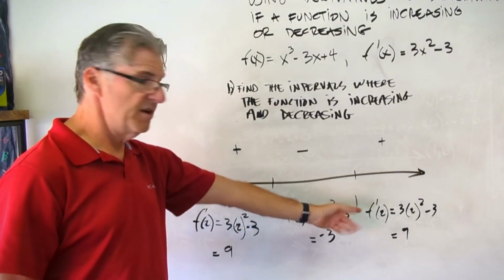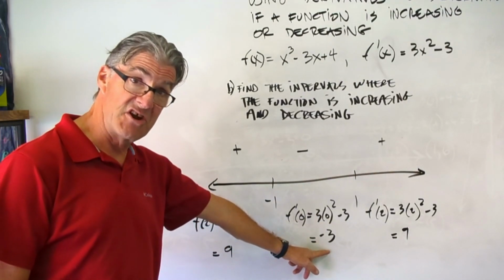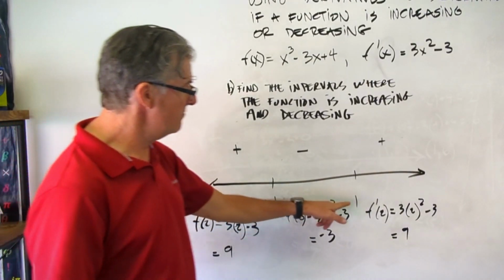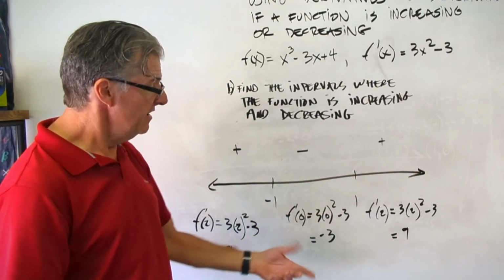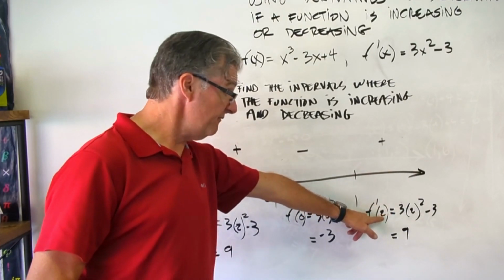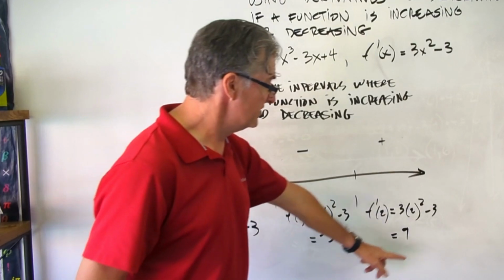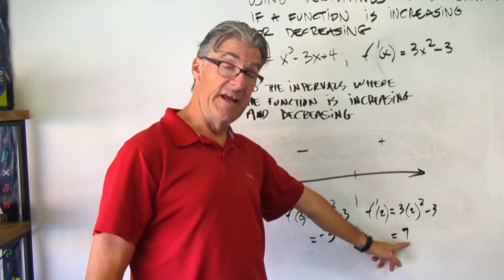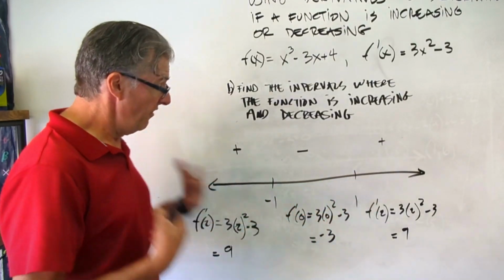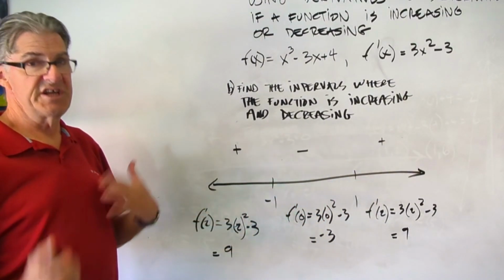Then between -1 and positive 1, 0 is a great number to plug in. I plug that in, I get out -3. So that means the function is decreasing between -1 and positive 1. Finally, when x is 2, I plug 2 into the derivative function, and I find out at that point the slope of the tangent line is 9. It's positive. So the function is increasing there. So that's how you can answer the question about when this function is increasing or decreasing.